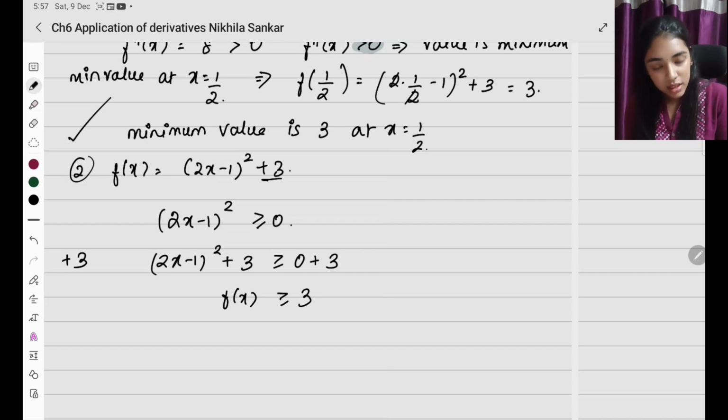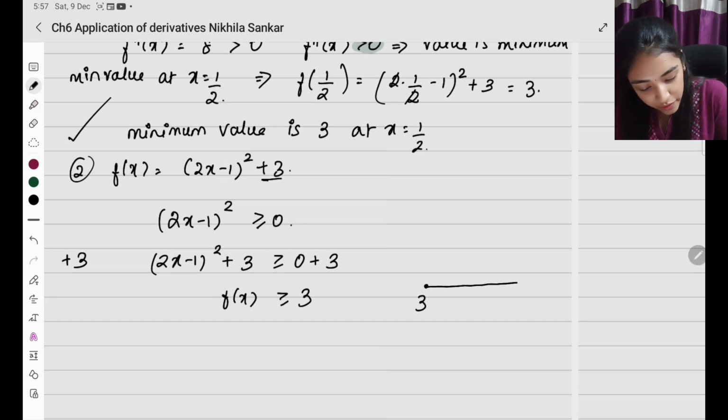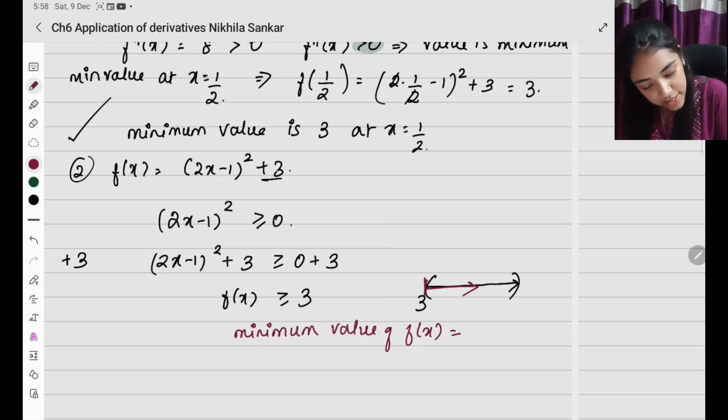Which means my value, if this is my point 3, whatever values I have are greater than 3. Okay, so this is going to be the solution. So the minimum value is going to be 3. All the other values are greater than 3. So what is my minimum value? Minimum value of f of x is going to be 3.